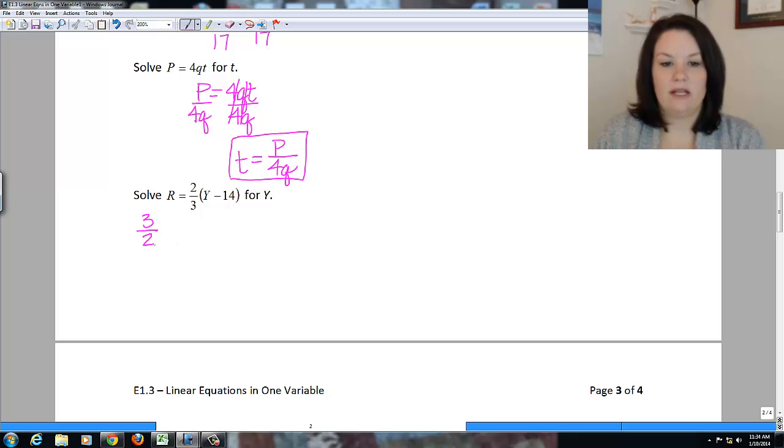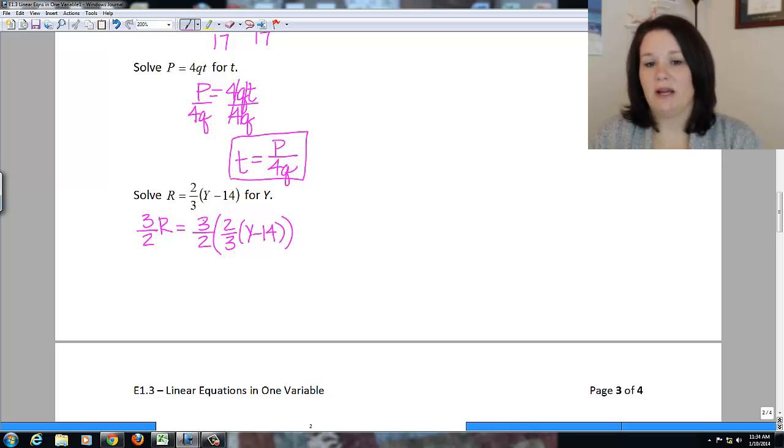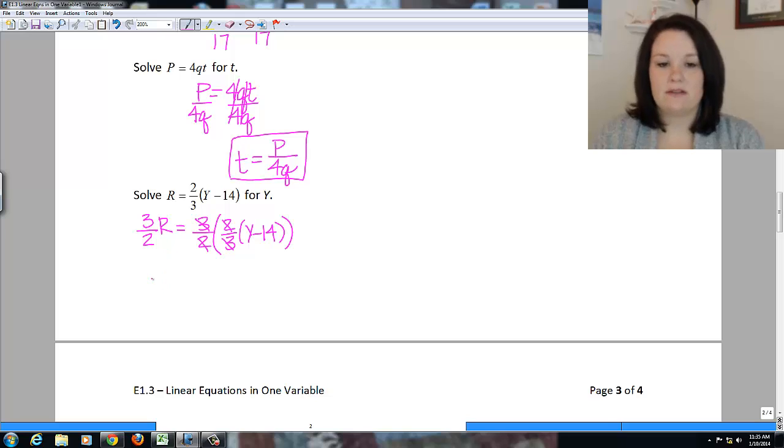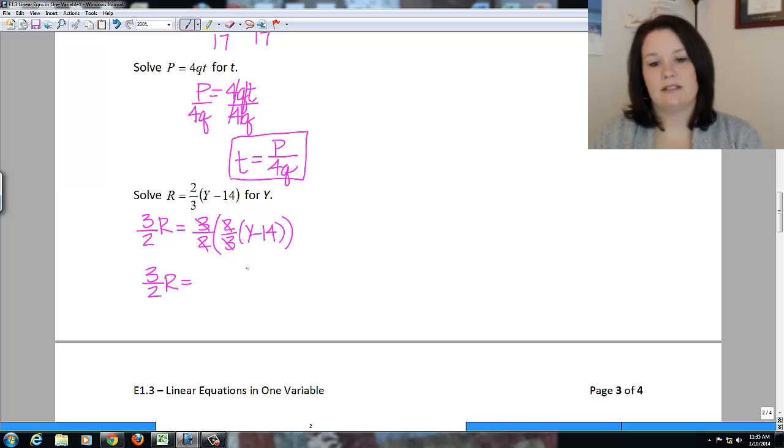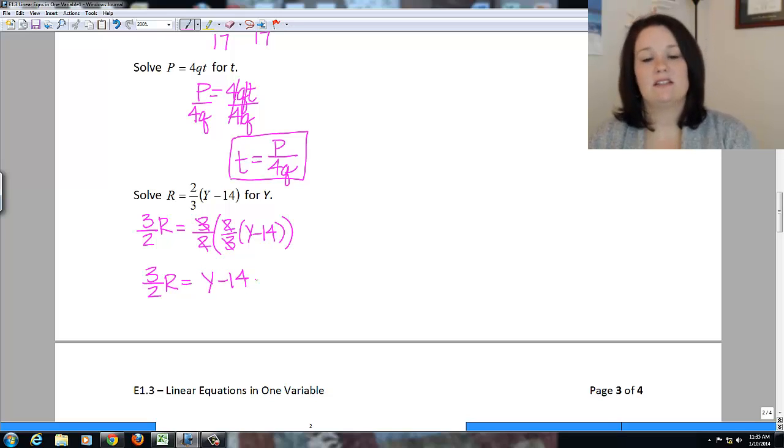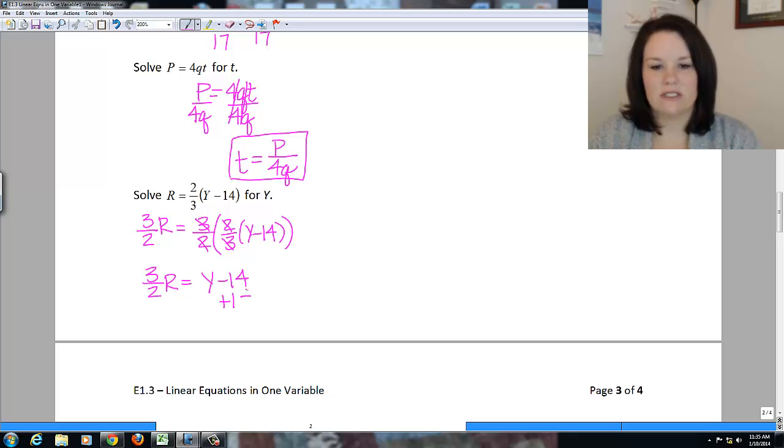So I have 3/2 r is equal to 3/2 times 2/3 y minus 14. Now, when I multiply any fraction by its reciprocal, notice that cancels the entire fraction away. So on the left-hand side, I have my 3/2 r, and on the right-hand side, I now just have y minus 14 left. And then to solve for y, it's pretty easy. I just add 14 to both sides.